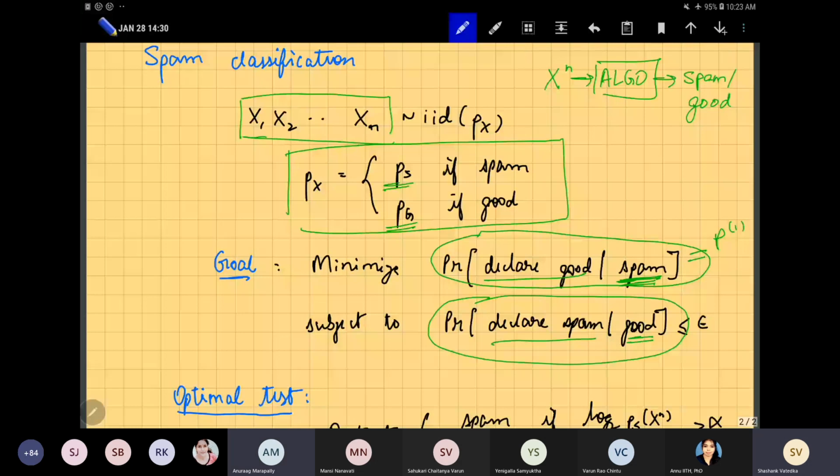How? Classify everything as spam. Exactly. So if I classify everything as spam, no matter what email I get, I just throw it into the spam inbox, then clearly the first probability is 0, but it's a useless spam filter, right? And similarly, if I want only the second one to be small, if I want the probability of declaring it as spam, given that it's a good email, to be 0, then I just send everything to the inbox. I don't classify anything as spam. So this probability is 0, but unfortunately both these filters are not good because they don't really serve any purpose, right?